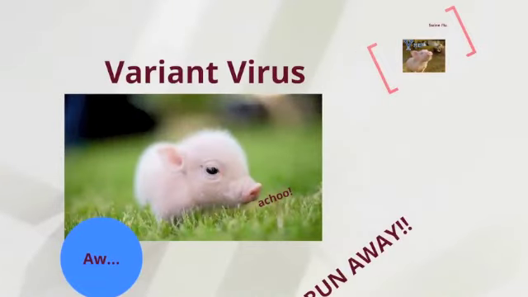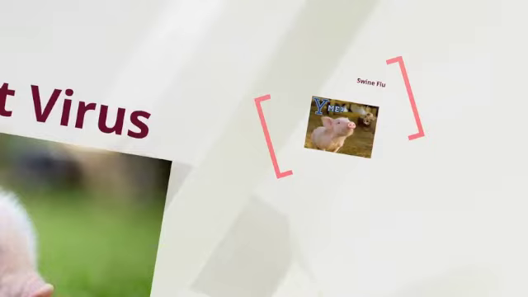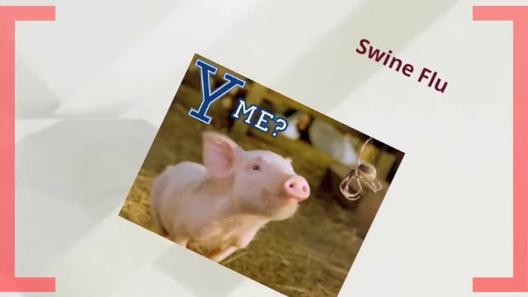Variant viruses are viruses that can be transferred sporadically from their host species to a different species. Most common types come from pigs and birds. Swine flu can be transmitted from pigs to people in the same way that the flu is transferred from human to human, such as sneezing, coughing, and close contact.